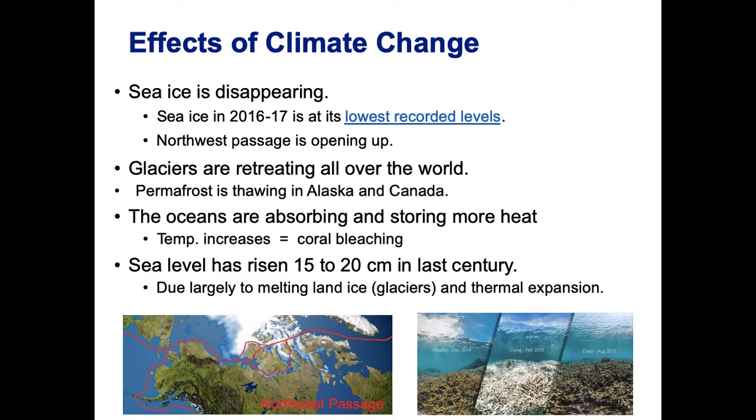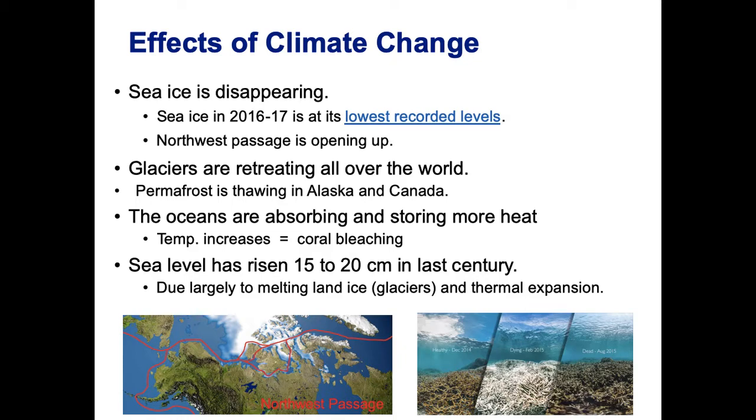So we see that sea ice is disappearing. The fabled Northwest Passage, which people looked for as a way to take a boat from Europe to Asia over the top, is opening up. In the past, they couldn't get through because there was too much ice. In 2016 to 2017, the sea ice was at its lowest recorded levels. And we see glaciers retreating all over the world, and I'll show you some pictures of that.